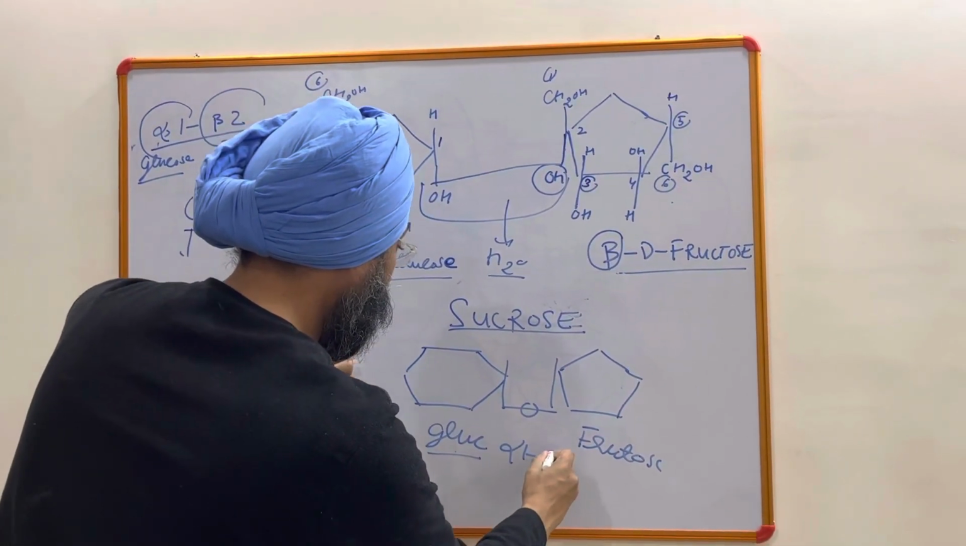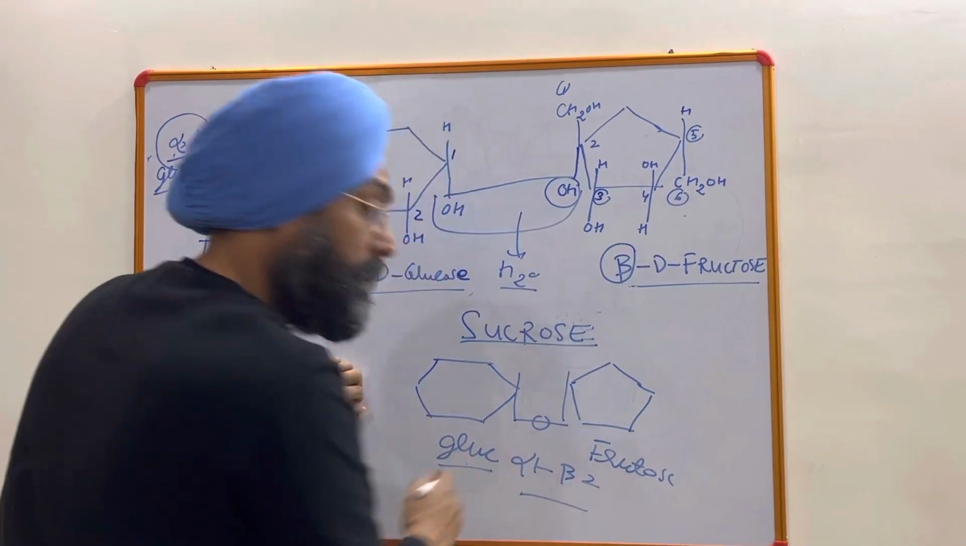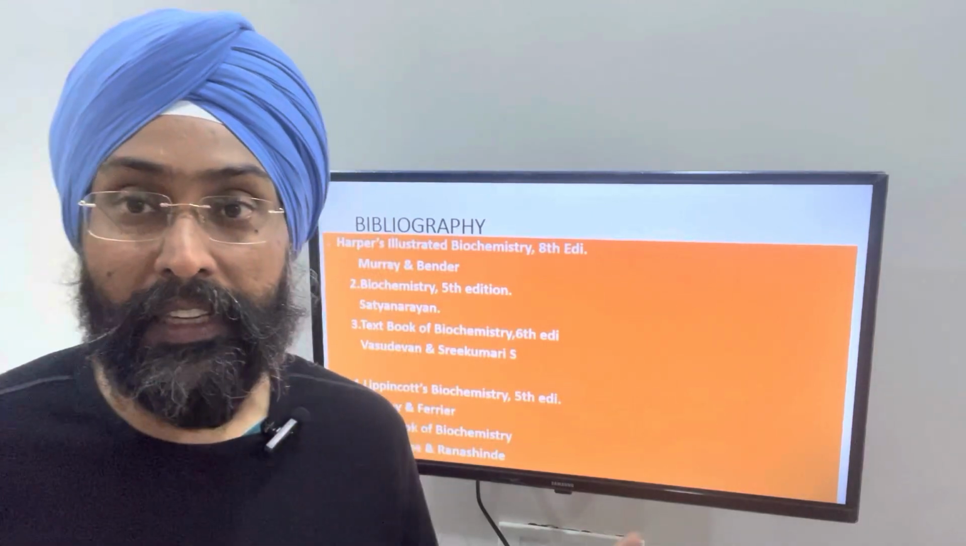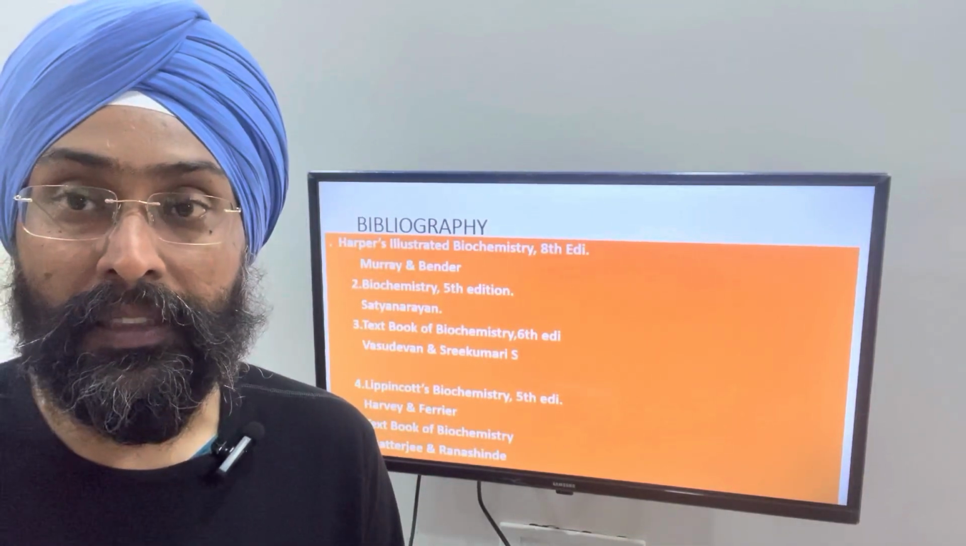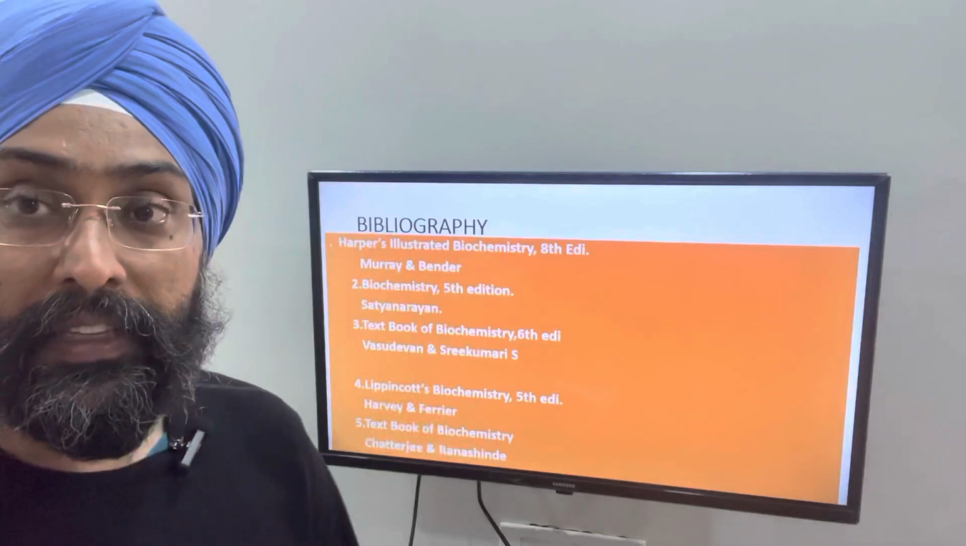Glucose and fructose, with alpha 1 and beta 2 bonding. So these are the various books from which I prepared this lecture, like Harper's, Vasudevan and Satyanarayan.